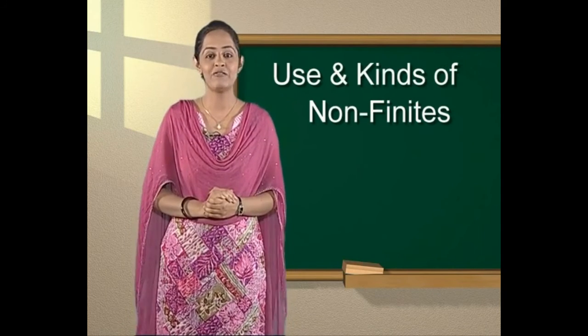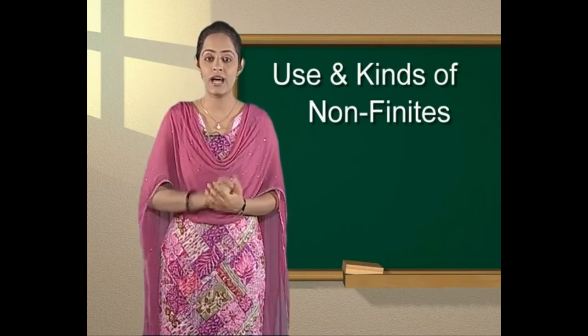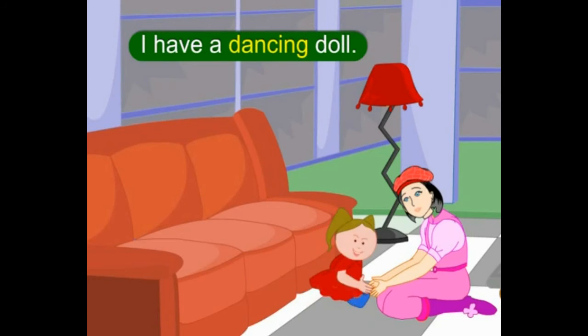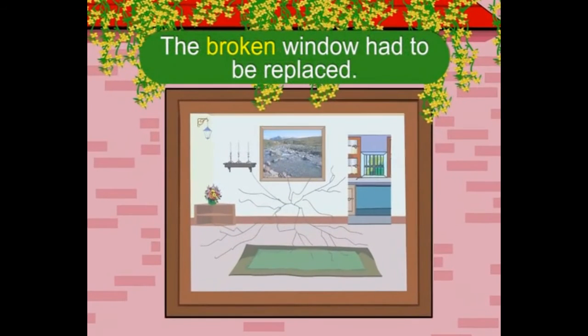ਚਲੋ ਹੁਣ ਇਹਨਾਂ ਦੀ ਵਰਤੋਂ ਵੇਖਦੇ ਹਾਂ। Examples are: I have a dancing doll. Here, dancing qualifies the noun doll. Therefore, it acts as an adjective. The broken window had to be replaced. Here, broken qualifies the noun window. Therefore, it acts as an adjective.